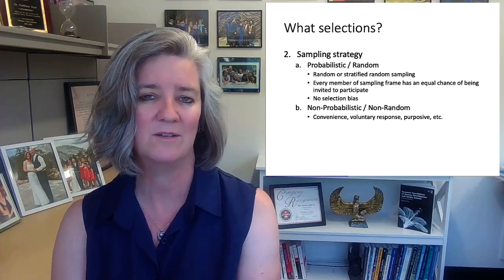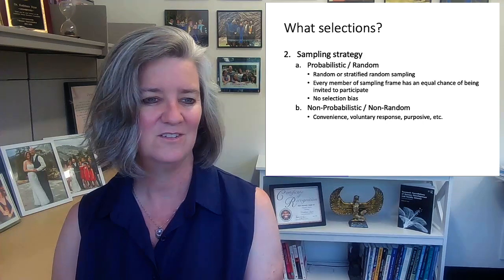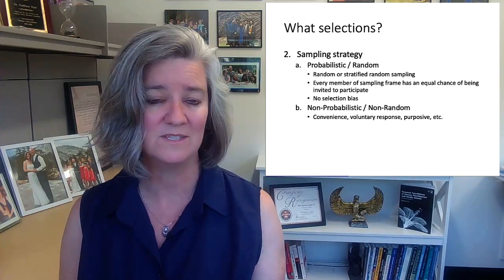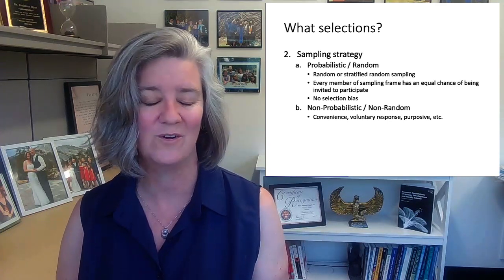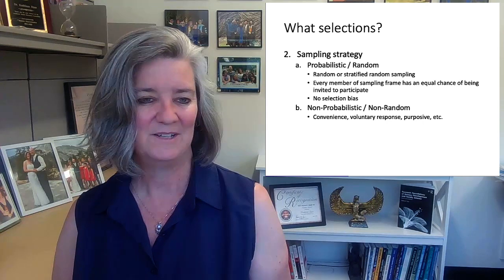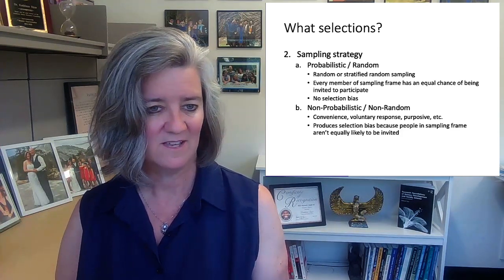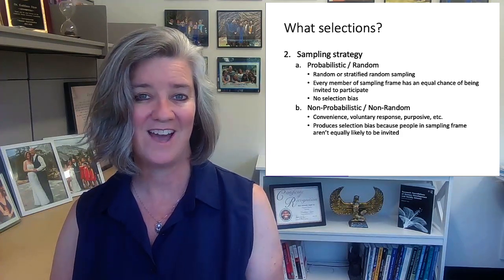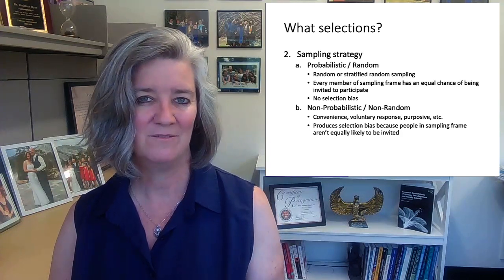These are all non-probabilistic, non-random. People in the sampling frame don't really have an equal chance of being selected. Usually the scientist doesn't even really know who they are. We don't have a list of names. We're putting up our flyers in hopes of finding them, but we don't know who they were before then. This is more often what happens in HDFS. This does produce a selection bias because not everyone in the sampling frame is equally likely to be invited.